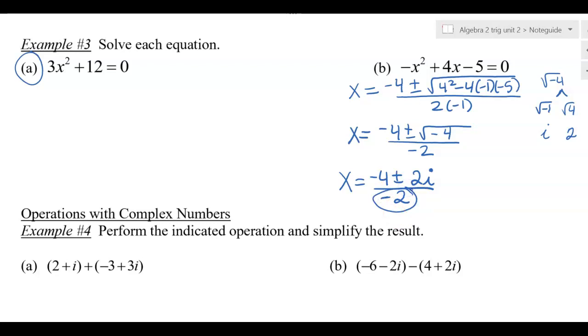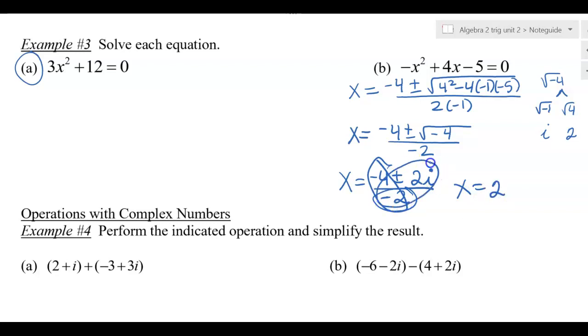This -2 in the denominator can divide both terms of the numerator that it's a denominator for. And I'm going to go ahead and continue simplifying that way. So the first thing I'm going to look at is -4 divided by -2, which is 2.